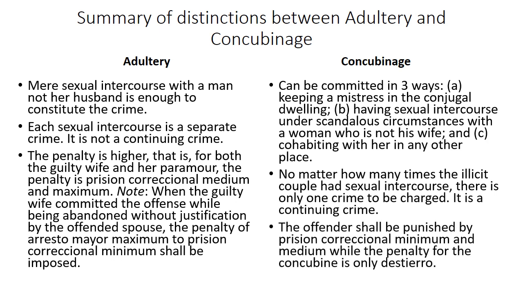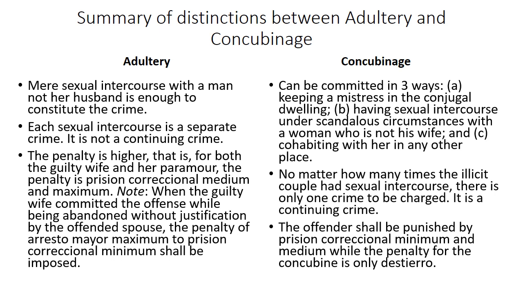Whereas in the crime of concubinage, the offender shall be punished by prision correccional minimum and medium, which is lesser or lower than the imposable penalty in adultery, while the penalty for the concubine will only be the penalty of destierro. Now, why is it that the penalty is higher in the crime of adultery than in the crime of concubinage?